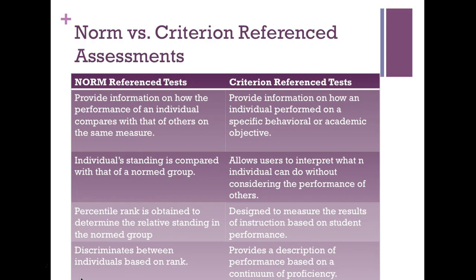Criterion referenced tests are a step up from content-based tests. They give information on how an individual performed on a specific behavioral or academic objective, for example, reading. Your content-based reading assessment is really whatever chapter book you've used, whatever grammar material you've used, whatever it is, that's your content base. The criterion reference is a benchmark. The Alaska standards are the criterion for the AMP test that we use here in Alaska.